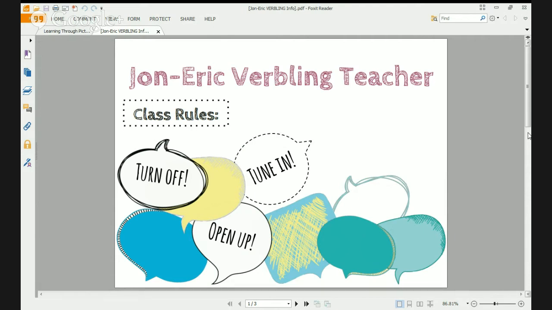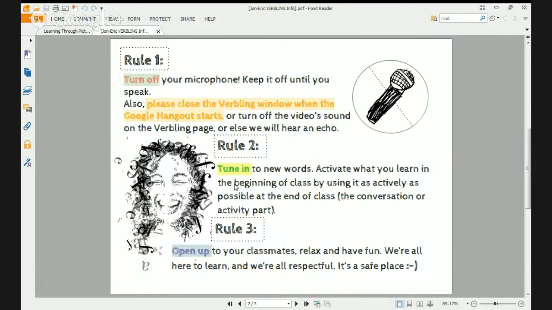By the way, here are 3 quick rules to help you participate. Don't forget to turn off, tune in, and open up, which means turn off your microphone when you're not speaking so we can keep the classroom quiet. Also, tune in to the new words you're learning. Use them actively so that I can correct you and give you feedback. And finally, open up to your classmates. Relax and have fun. We're all here to learn, and this is a safe and respectful place to practice your English.